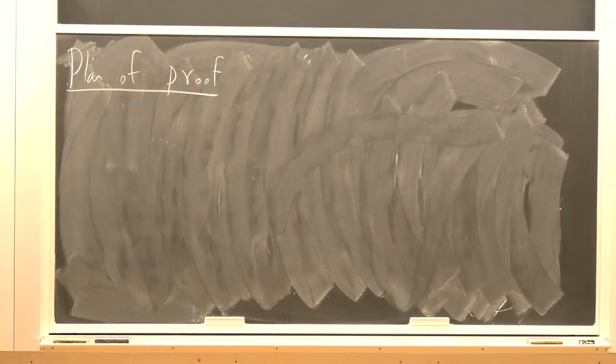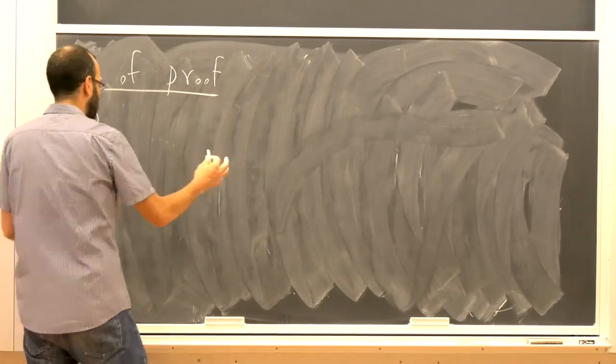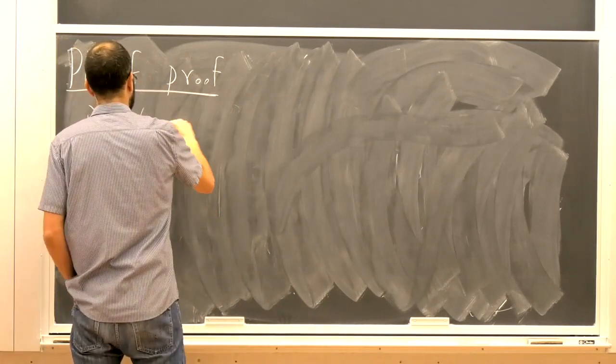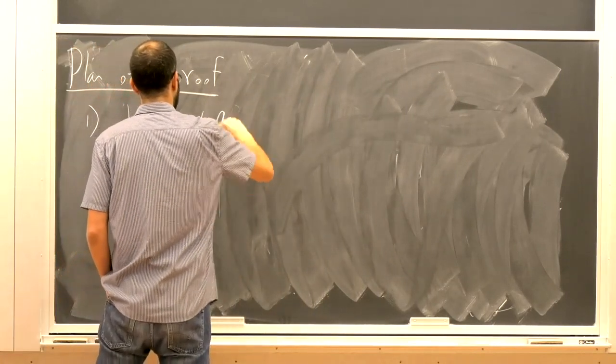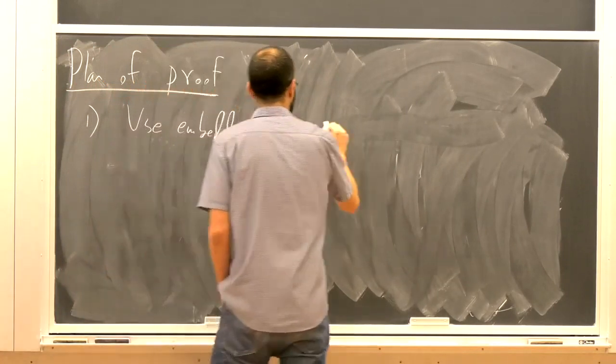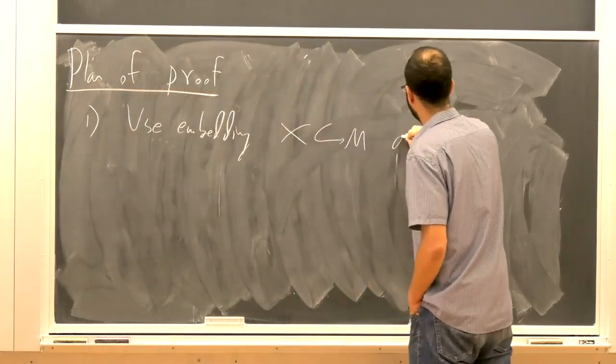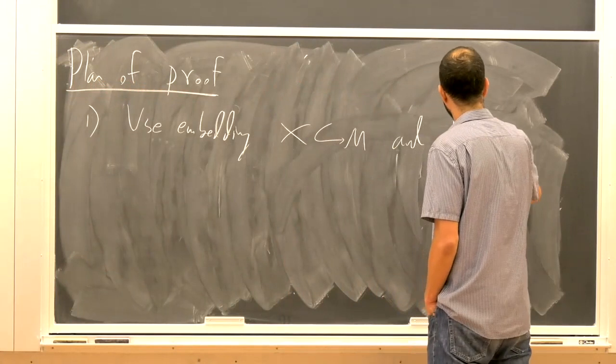Right. So our plan of proof is: first of all, use the embedding, embedding x in M, and show that there are no conjugate points.